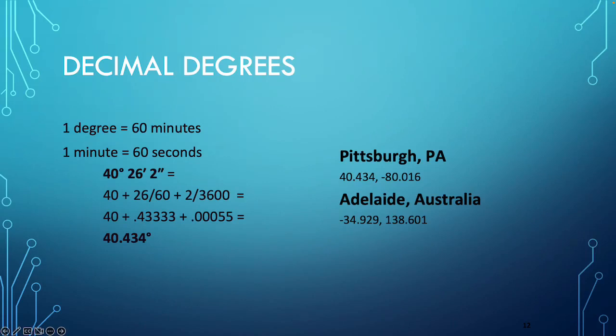But the important thing is that in order to deal with that, we use positive and negative in decimal degrees. So we're a little biased. Here in the northern hemisphere, we're positive, and the eastern hemisphere is actually positive. The western hemisphere is negative. So Pittsburgh in decimal degrees would be 40.434 and negative 80.016 degrees. So keep that in mind. North is positive, south is negative, east is positive, west is negative.